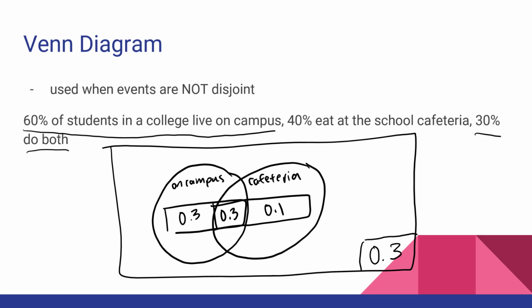So now if I were to ask you, what percent of students eat at the school cafeteria but don't live on campus, that would be our number here. So this is a really good tool to look at whenever you're referencing some more complicated probability questions.